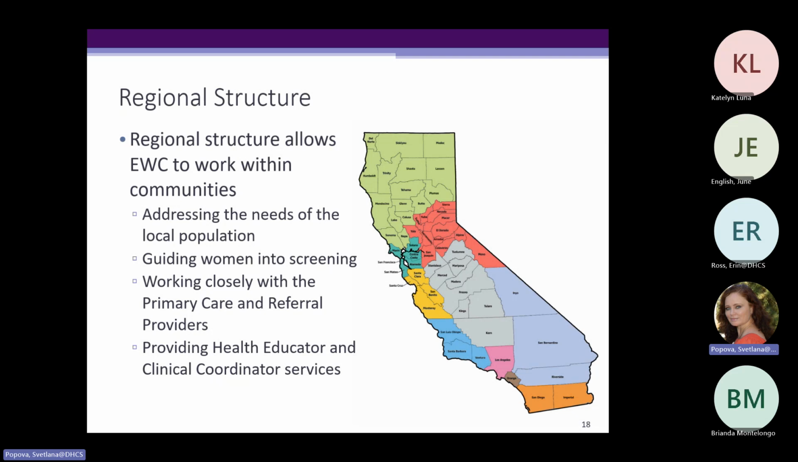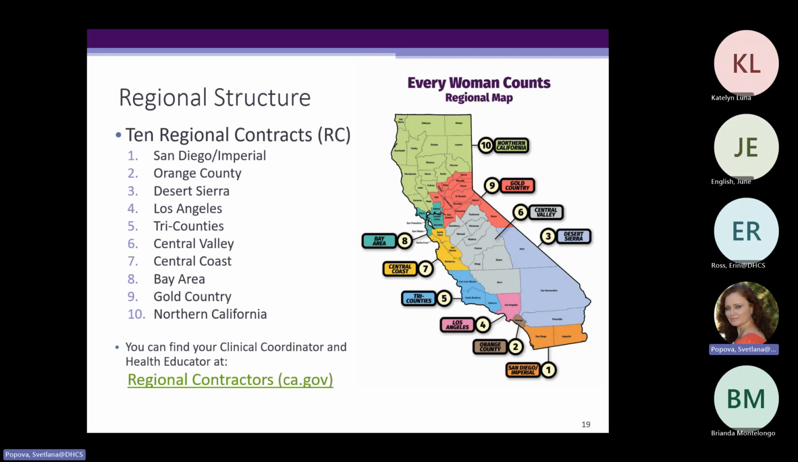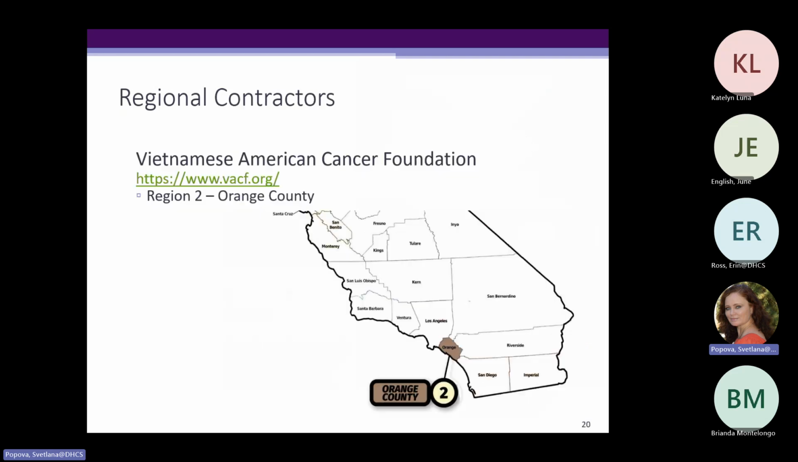The reason we work this way is that we would like to address the needs of the population at the local level. We also want to make sure that our health educators work very closely with clinical coordinators and guide women into the screening, and that our provider network really meets that need. And we have providers everywhere where the classes are being done, where we recruit our women into screening. So this is again the map with the names for all the 10 regions and how we call them.